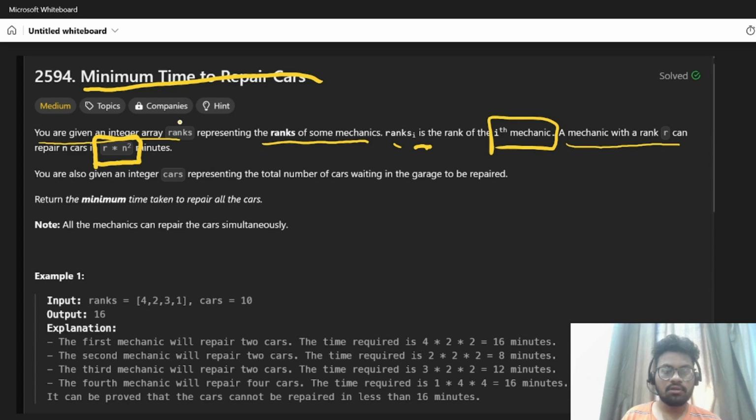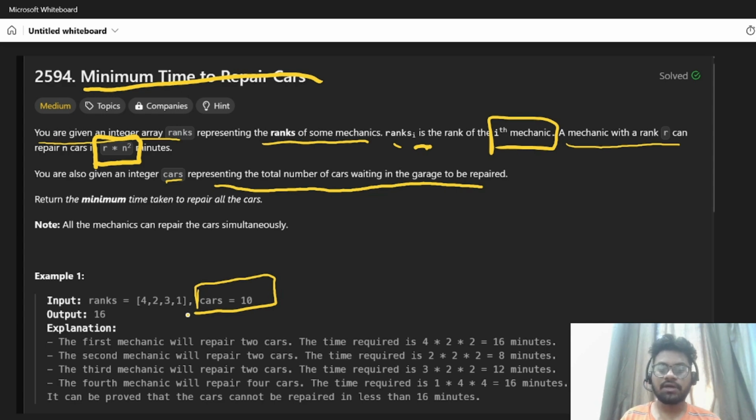You are also given an integer cars representing the total number of cars waiting in the garage to be repaired, which means we need to repair that number of cars which are waiting in the garage. The total number of minutes taken by a mechanic to repair n cars is r into n square minutes. We need to return the minimum time taken to repair all the cars.